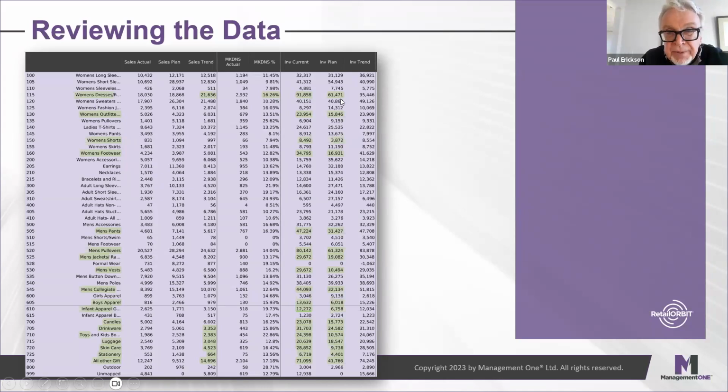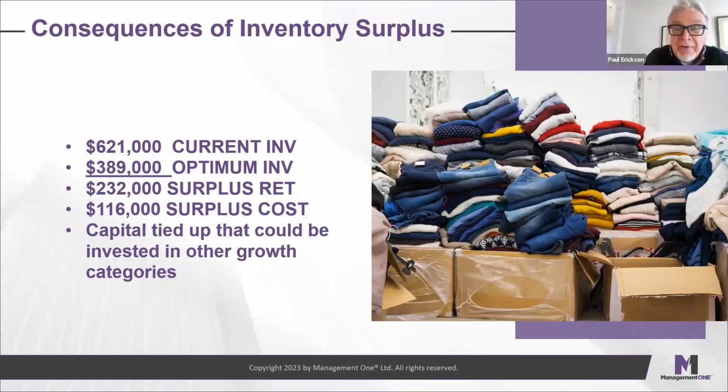Women's dresses, our inventory is 91,000. It should be 61. Women's, whatever that is, outfits, I don't know what it is, 23,900, should be 15. Go down the list. Women's footwear, we have 34,000, should be 16,900. So I've taken the opportunity to add them all up. And let's see what that is, because if you see this, there's a whole lot of overstock conditions here. I added them all up, and what we have in those classifications is $621,000 in current inventory. That's of last night. It's an action report. It's of last night.